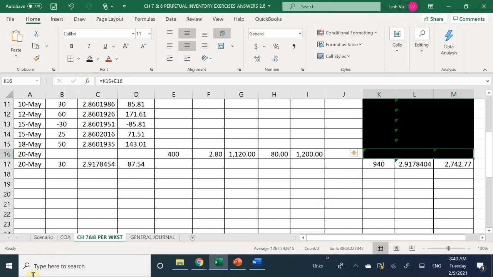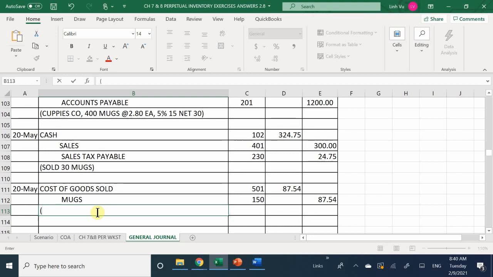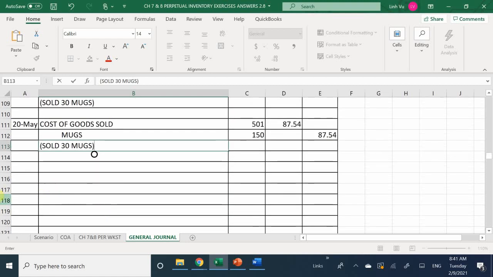All right. So now that we solved for our cost of goods sold for $87.54, we need to indicate that right here. 87.54. And then, of course, I'm going to also indicate right here that I sold 30 mugs. All right.